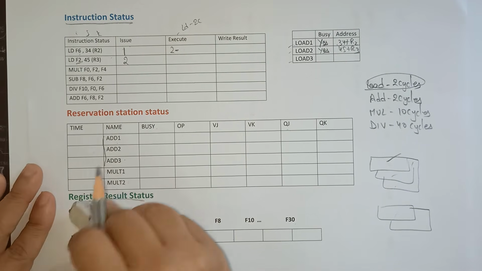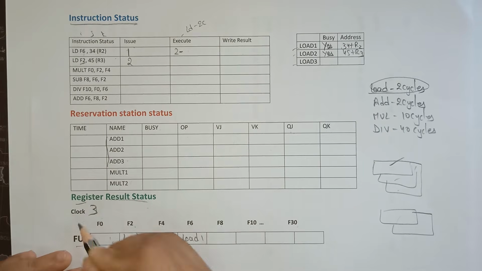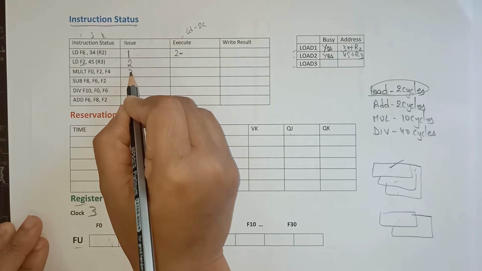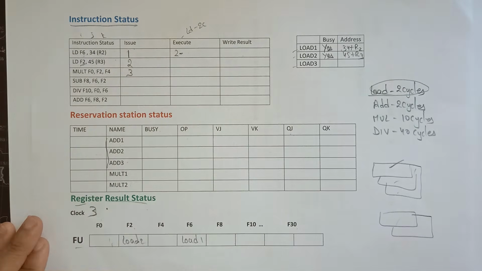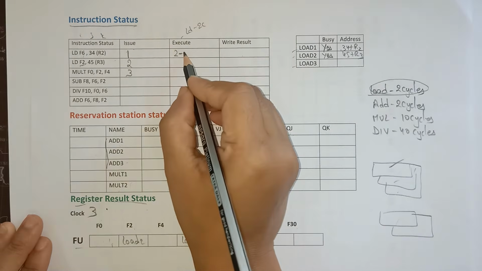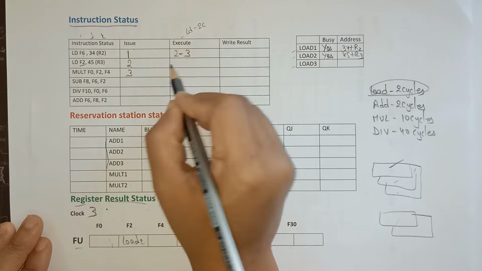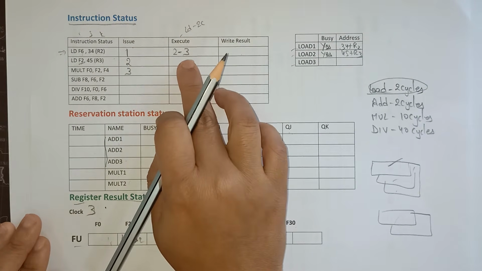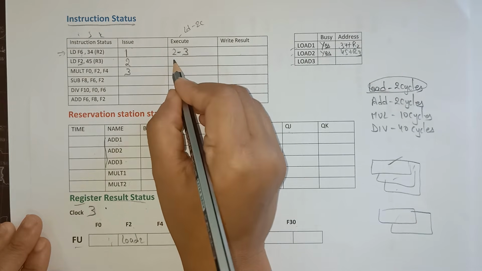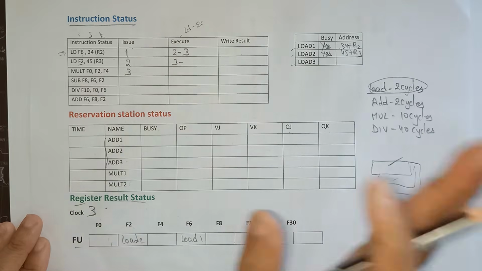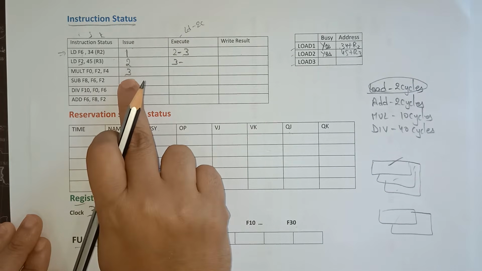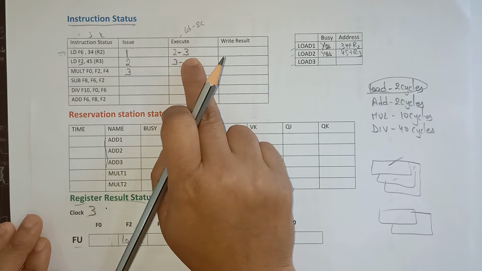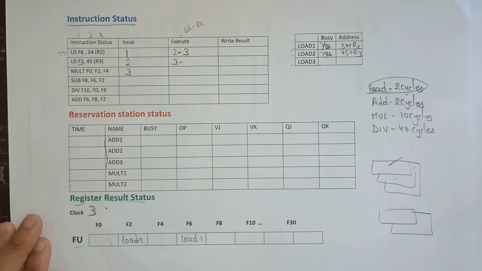Now coming to clock cycle 3. So let's take clock cycle 3. What is happening in clock cycle 3? In clock cycle 3, the multiplication operation is started. And the first load instruction executes because it takes 2 cycles, 2 and 3. So it takes 2 cycles and execution is completed. And the second load starts its execution in the 3rd cycle. So what is happening in the 3rd cycle? Multiplication is issuing the commands. Okay. And load 1 completes its execution and load 2 starts its execution.